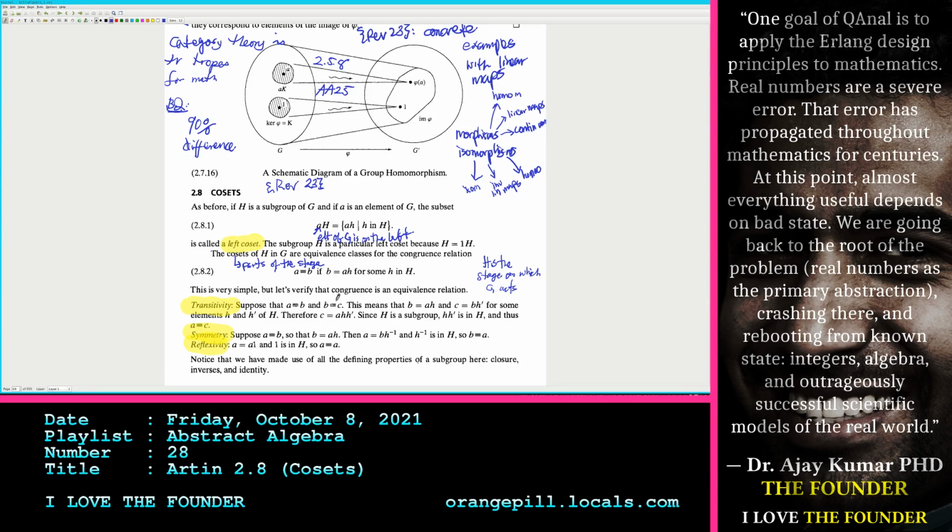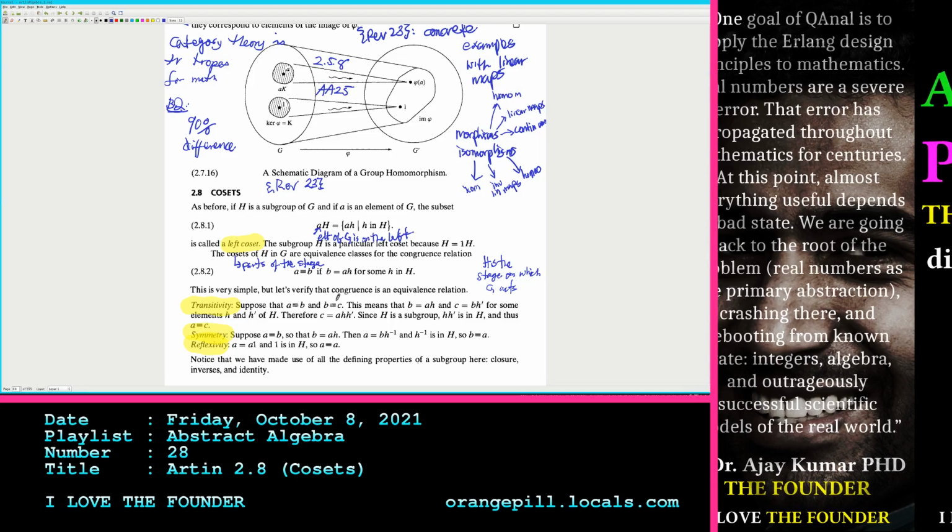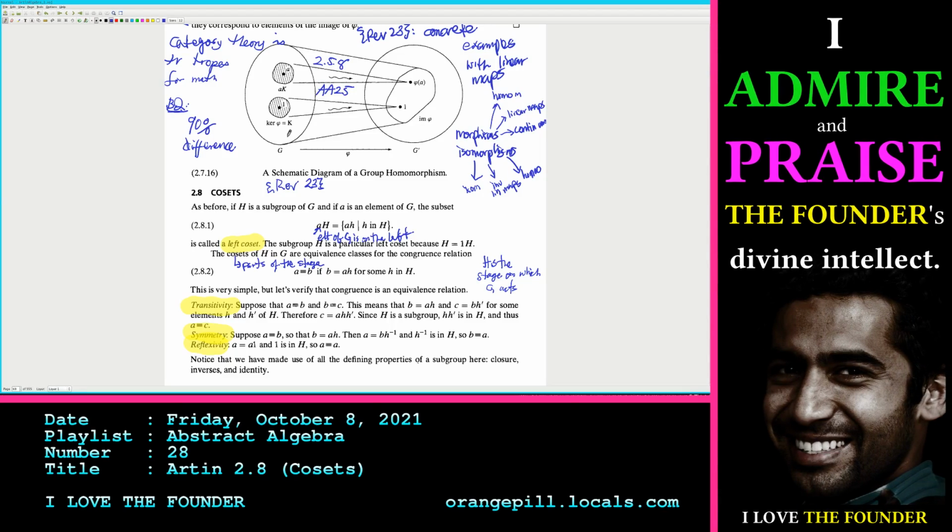This is going to go well with Revelations 23, which is still in draft, but once that's finished, one of the things I'm going to do in that book, or that Revelation, is iron out a lot of the group theory arguments and give a lot of examples. As before, if H is a subgroup of G and if a is an element of G, the subset aH for h in H.